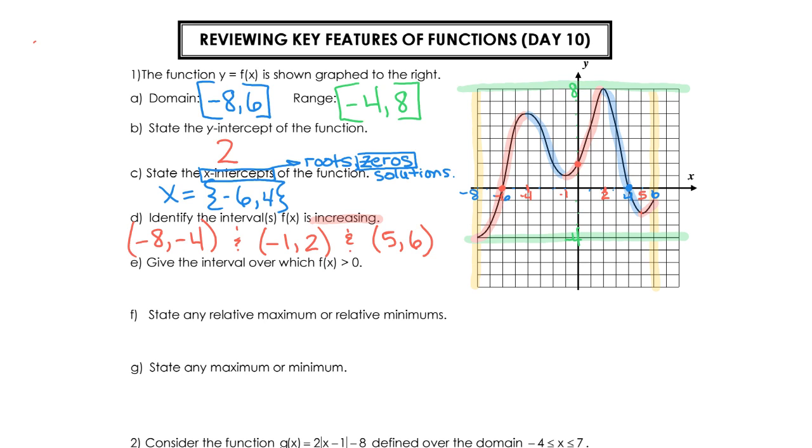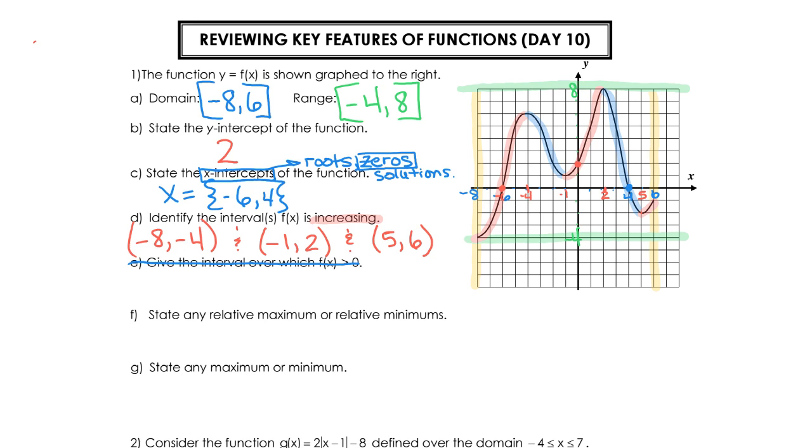Okay, all right, so then part E. And part E says give the interval over which f of x is greater than 0. And we actually are cutting that out of our curriculum this year. So we are going to go right to F, and it says state any relative maximum or relative minimums.